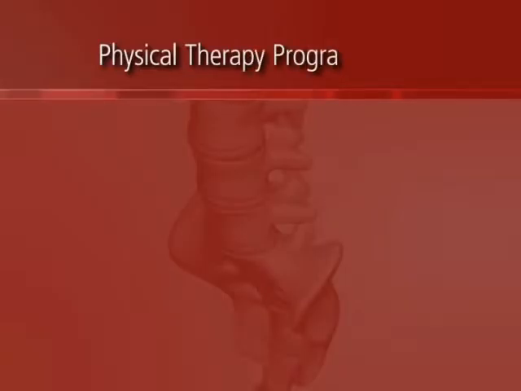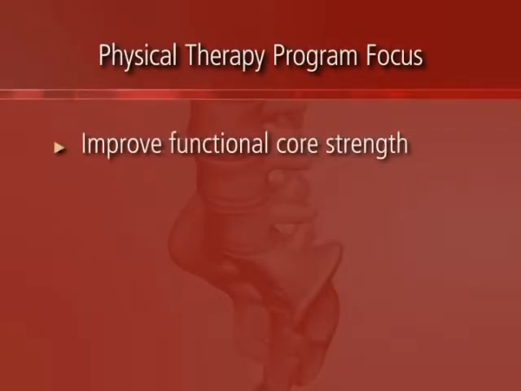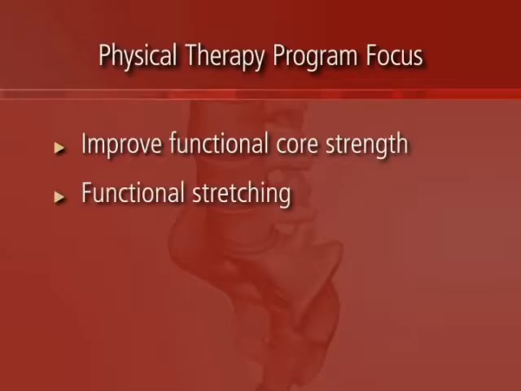Maintaining that correct postural alignment includes keeping your feet straight, your hips tucked in, your shoulders back, and your chin tucked. Individual, comprehensive, progressive physical therapy programs focus on 4 areas. The first is to improve functional core strength. This provides you a firm base so your limbs can generate force and motion. The second is functional stretching.